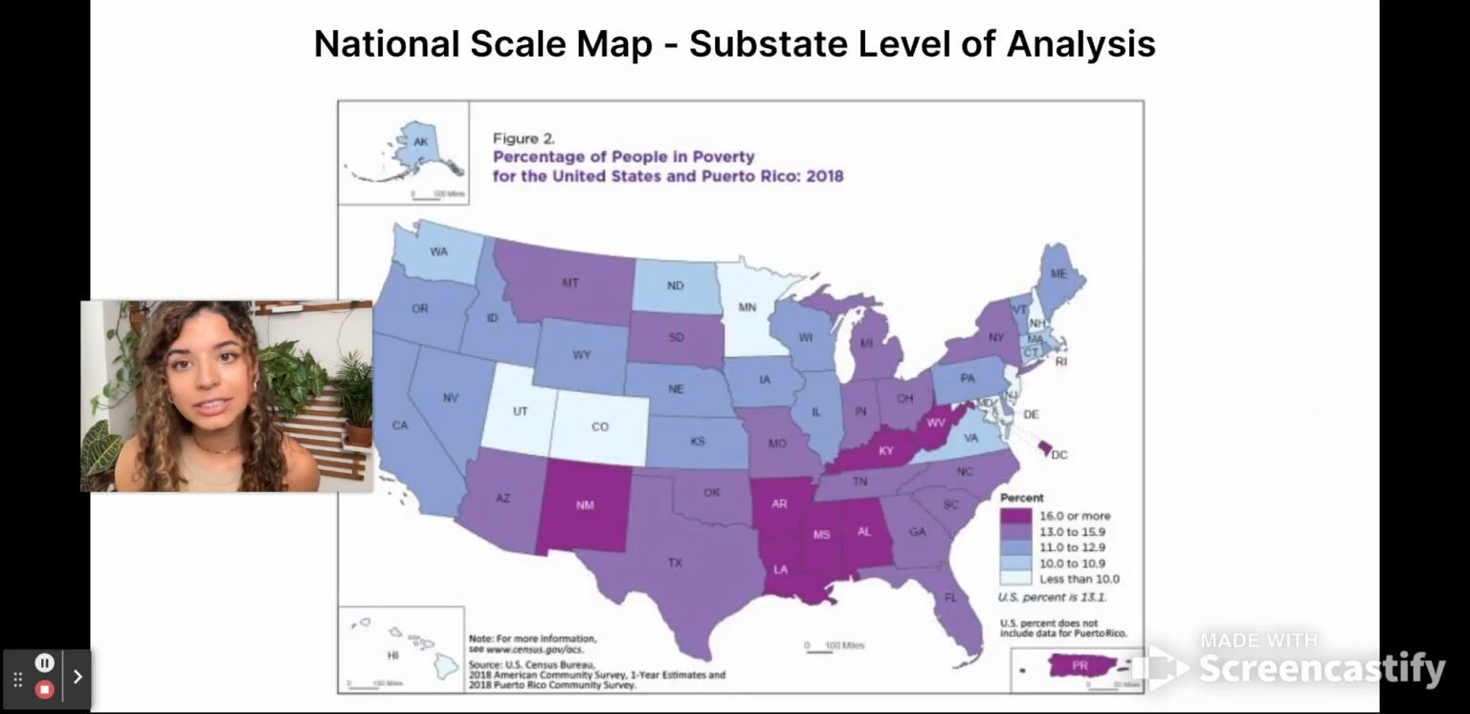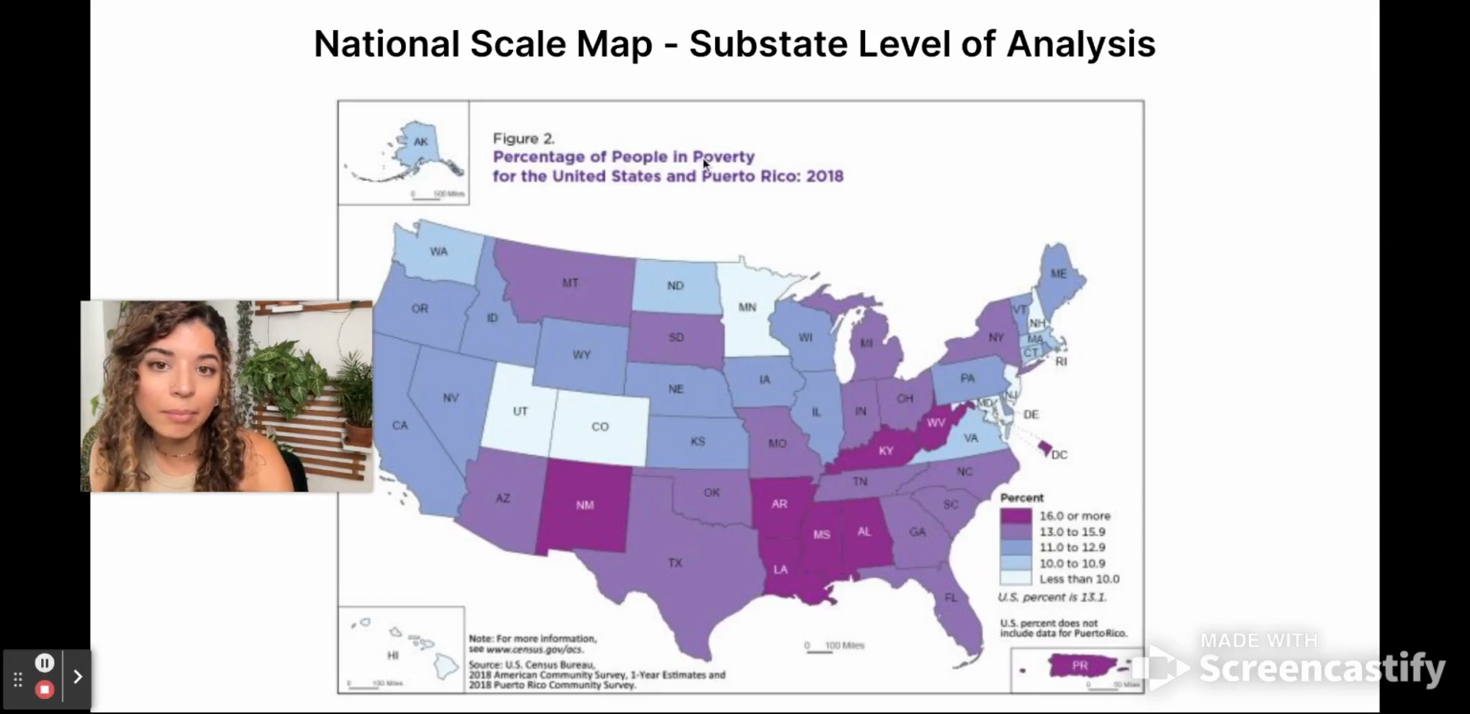Then we have national scale maps, and here we see one country or one nation, and this is looking at sub-state level of analysis. So this is looking at state by state, and that data is then averaged, right, at the state level. So again, this is looking at people who are living in poverty.